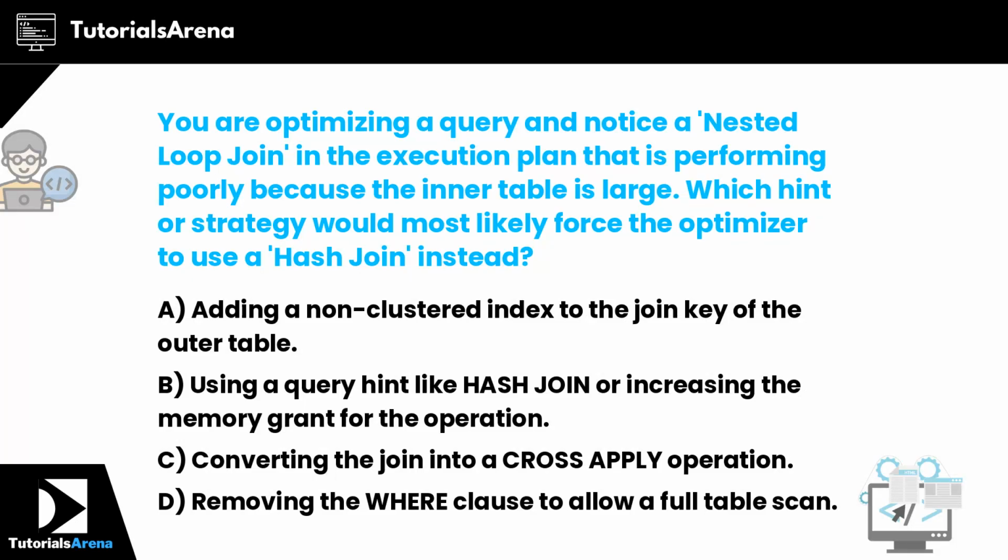You are optimizing a query and notice a nested loop join in the execution plan that is performing poorly because the inner table is large. Which hint or strategy would most likely force the optimizer to use a hash join instead? Answer is B. Using a query hint like hash join or increasing the memory grant for the operation.